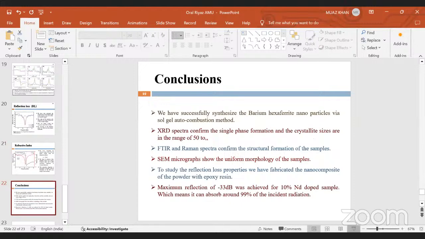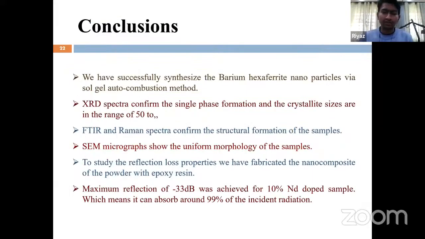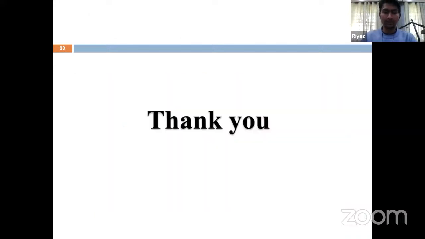These are the conclusions. So we can say that we have successfully synthesized barium hexaferrite, and we have found that the 10% dope sample has maximum reflection loss, and it is very capable of absorbing 95 to 99% of the incident radiation on the surface of the material. Thank you.